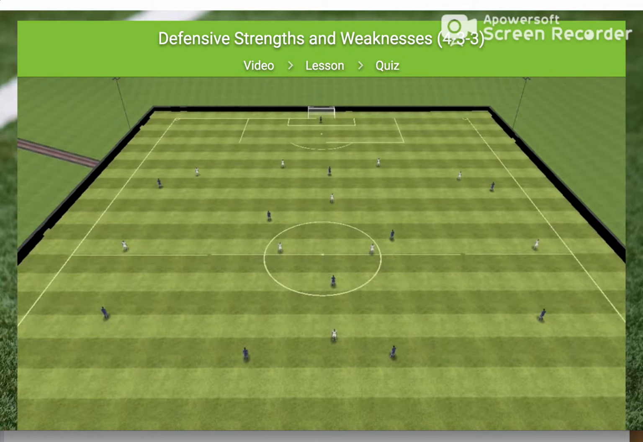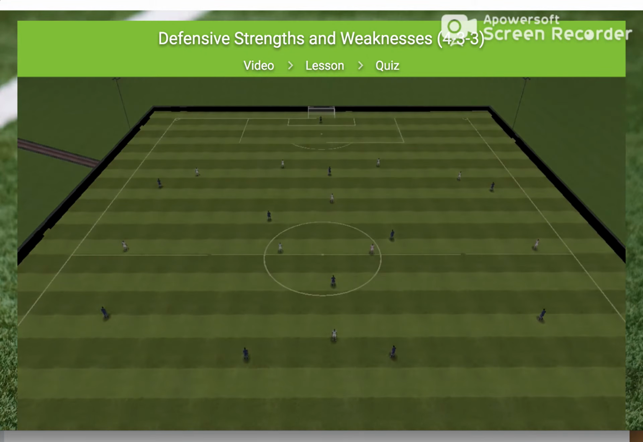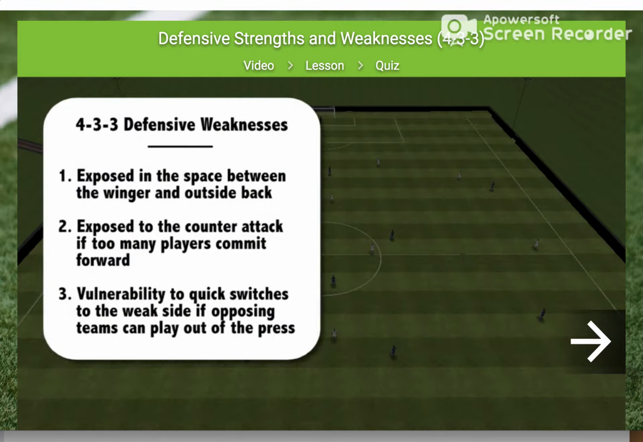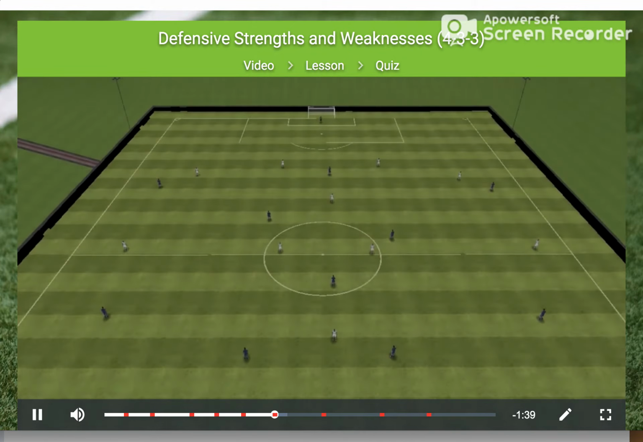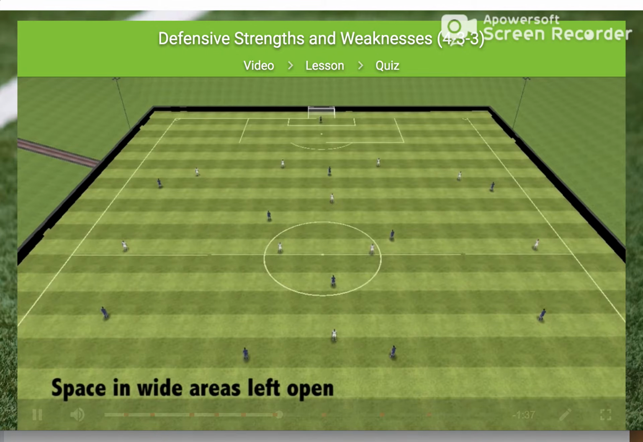Now, let's see some potential defensive weaknesses in a 4-3-3, listed here. Arguably the biggest defensive weakness in a 4-3-3 is the space that exists here, potentially allowing outside midfielders on the opposing team to receive the ball with lots of space.